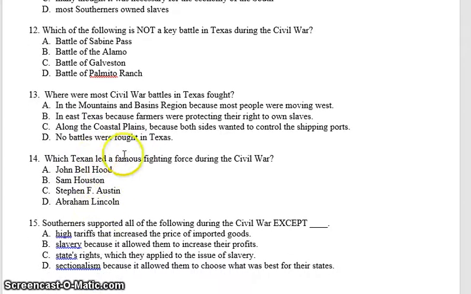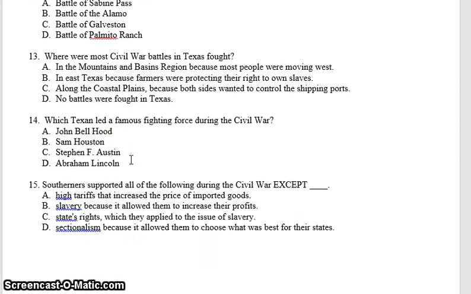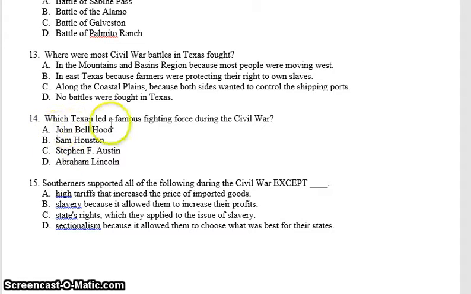14. Which Texan led a famous fighting force during the Civil War? A. John Bell Hood. B. Sam Houston. C. Stephen F. Austin. D. Abraham Lincoln.